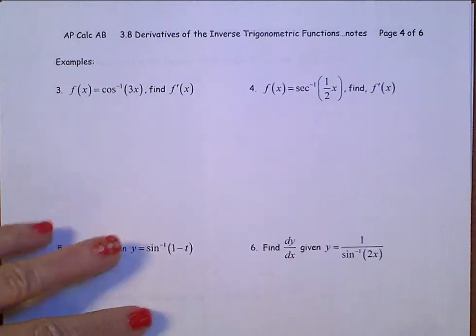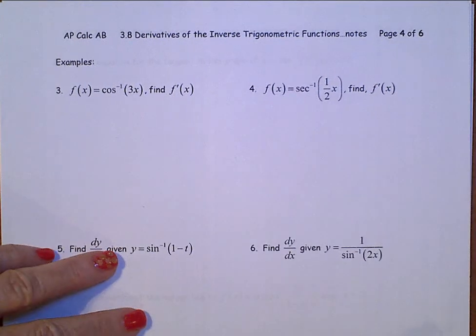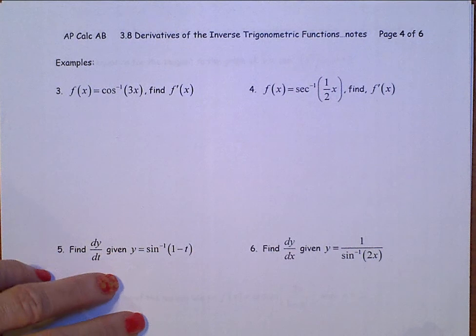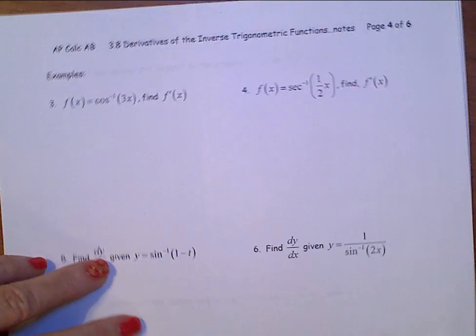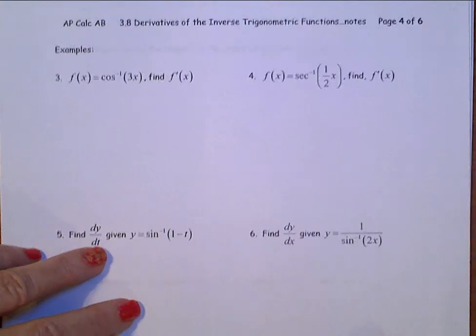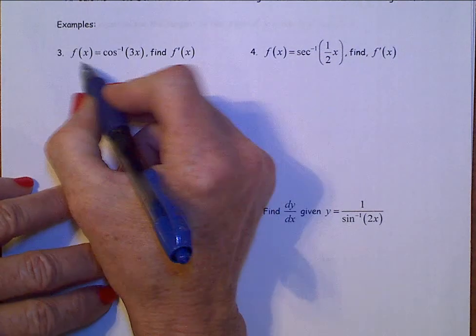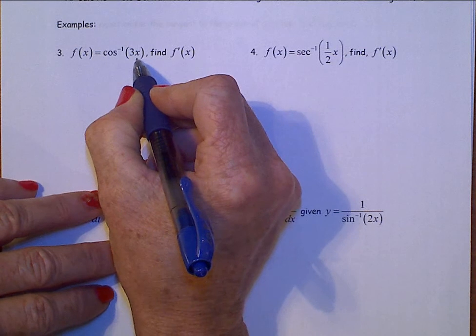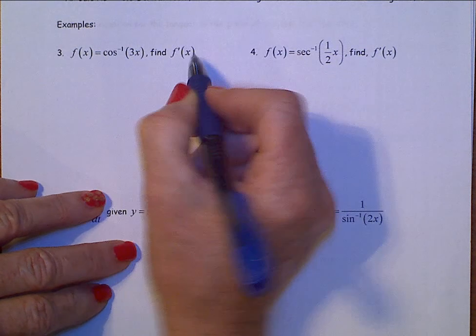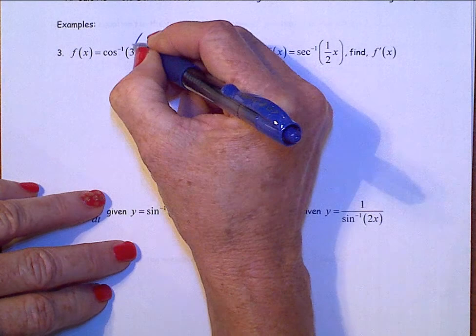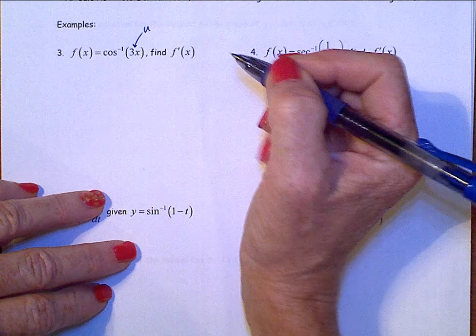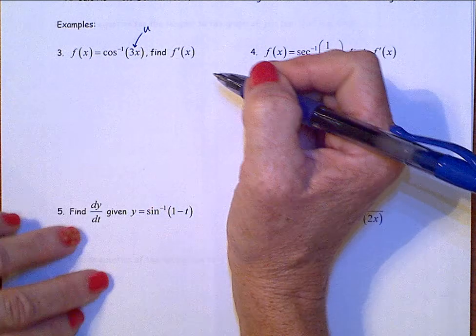Okay, AP Calculus, section 3.8, page 4. Let's just start running through some examples with these inverse trig derivatives. Right here, f of x is inverse cosine of 3x. Find f prime of x. This piece right in here, this 3x, that's like the u. That's the inside of the inverse cosine function.